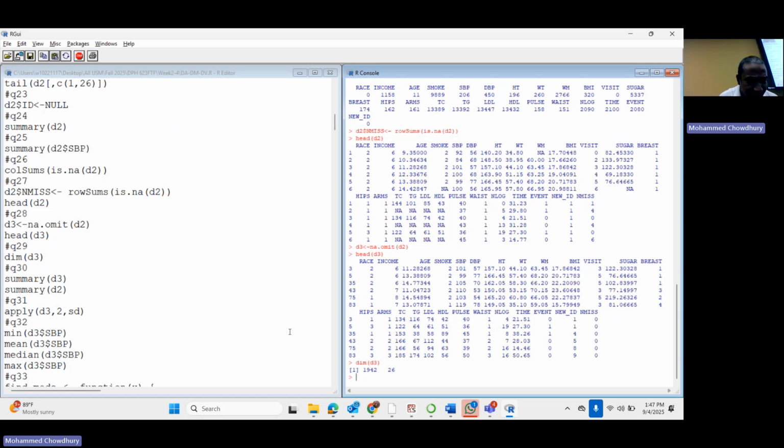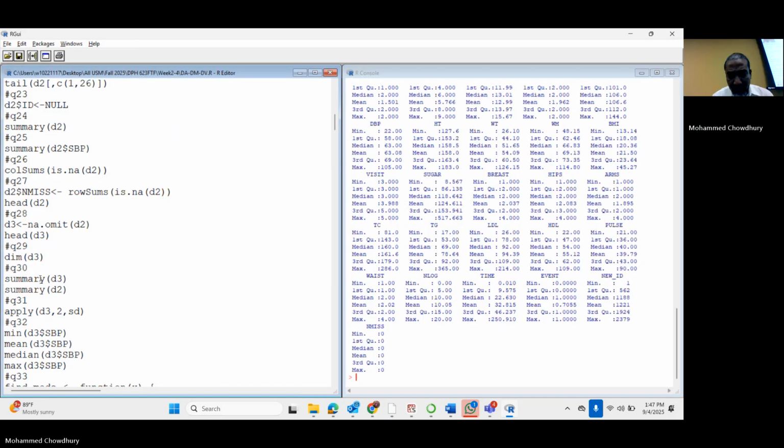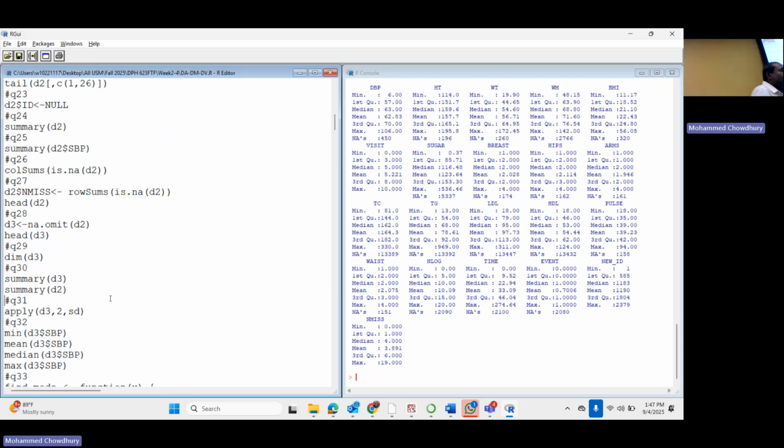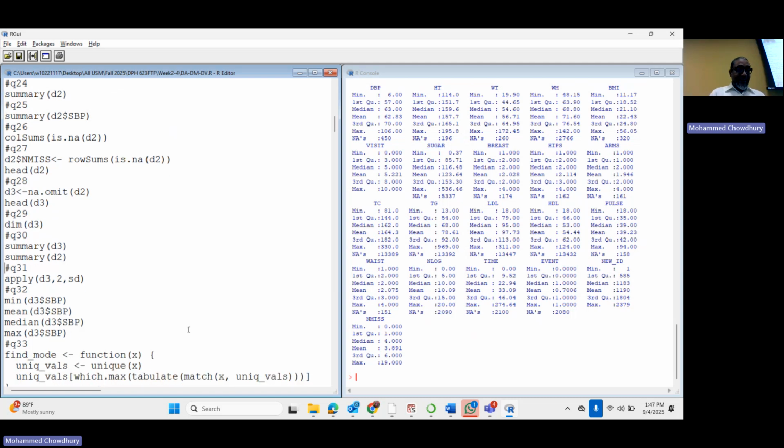Okay. After that, I want to see the dimension and the summary statistics. This is the summary statistics of D3 and D2. Question number 13 is asking you to compare the summary statistics between the complete data without any missing values and the data that has missing values. That is the difference in question number 30. I want to take a look at the summary statistics between the two.